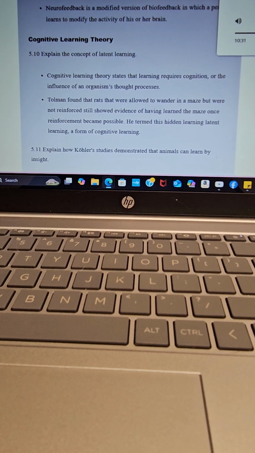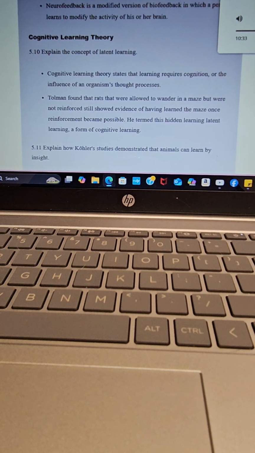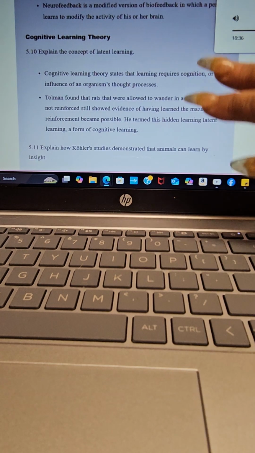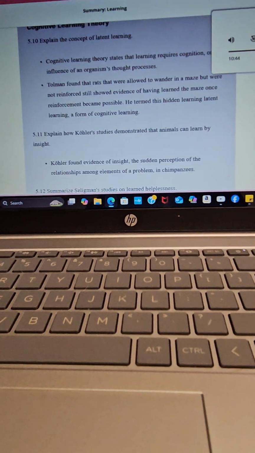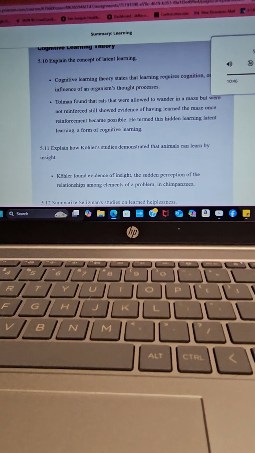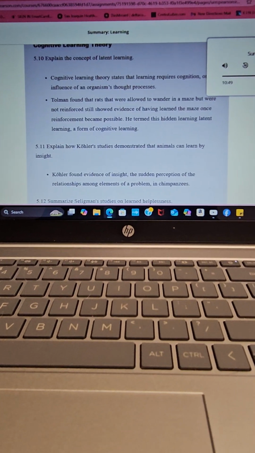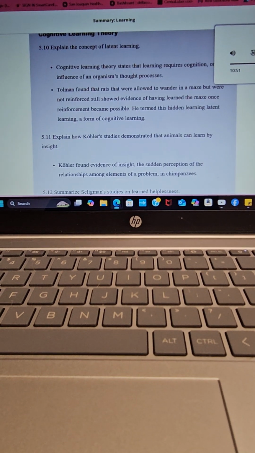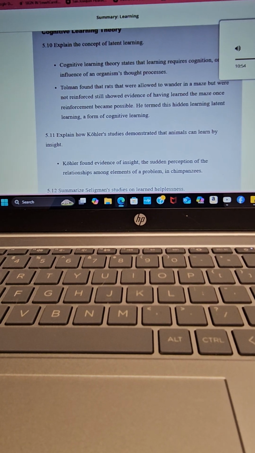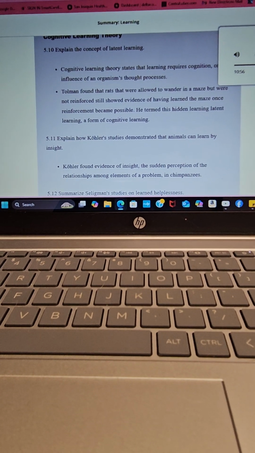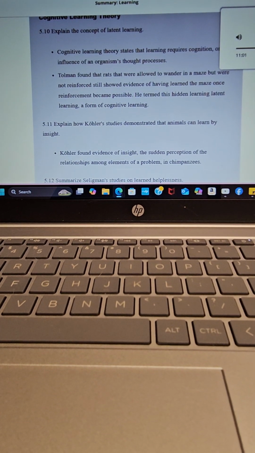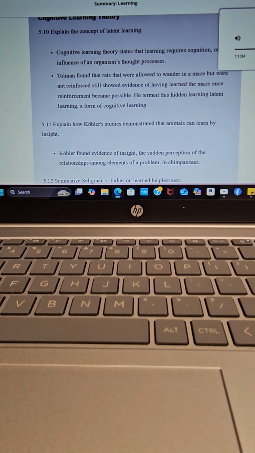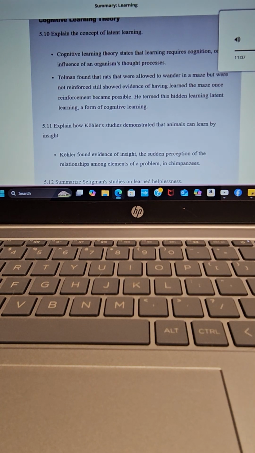Cognitive Learning Theory. 5.10. Explain the concept of latent learning. Cognitive learning theory states that learning requires cognition, or the influence of an organism's thought processes. Tolman found that rats that were allowed to wander in a maze but were not reinforced still showed evidence of having learned the maze once reinforcement became possible. He termed this hidden learning latent learning, a form of cognitive learning.